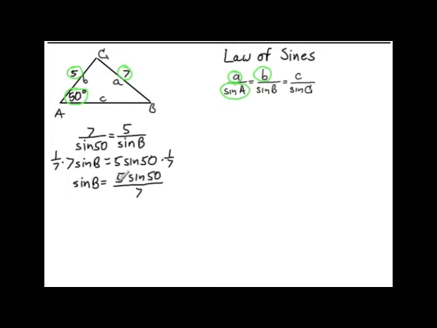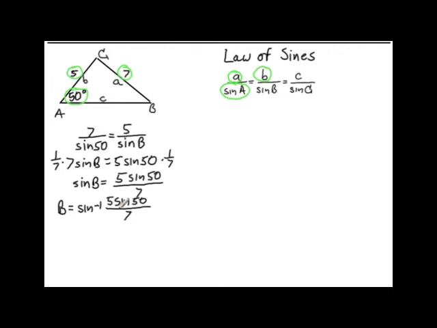So I now know what the sine of angle B is, but I don't want to know what the sine of it is. I want to know what angle B itself is. So we're going to use inverse sine. If I know the sine, I can use inverse sine to get the angle. So angle B equals the inverse sine of 5 sine of 50 divided by 7.